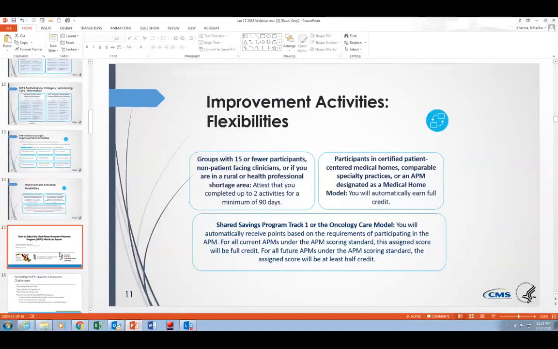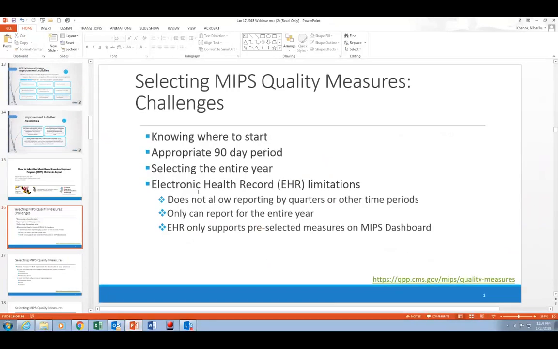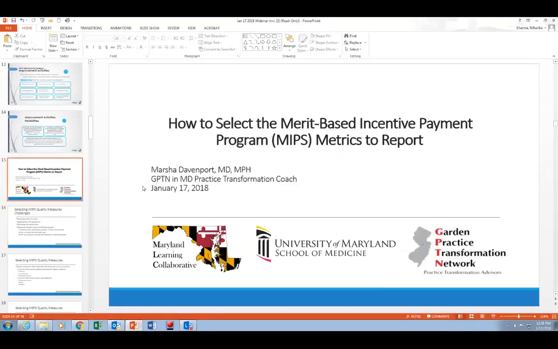Thank you, Russ. That was a really good presentation. I hope everyone got a sense of what value MIPS reporting would bring to your practice. And now we're going to invite Dr. Marsha Davenport, who's one of our coaches, to talk to you about how to select metrics to report. Not every metric that you get data for is going to be something that you like. There are going to be metrics that you do well in. There are going to be metrics you don't do well in. So Marsha is going to walk us through how to do this. So Marsha, please go ahead.